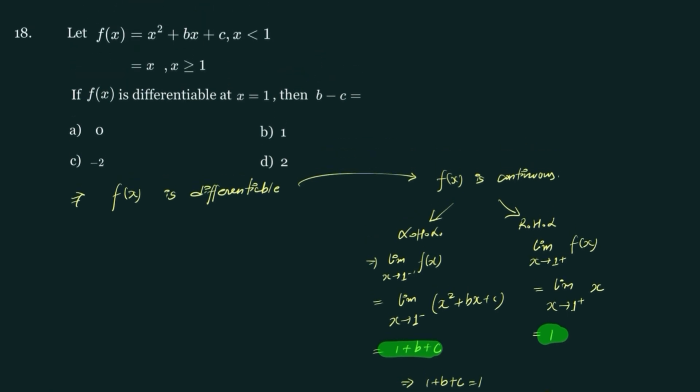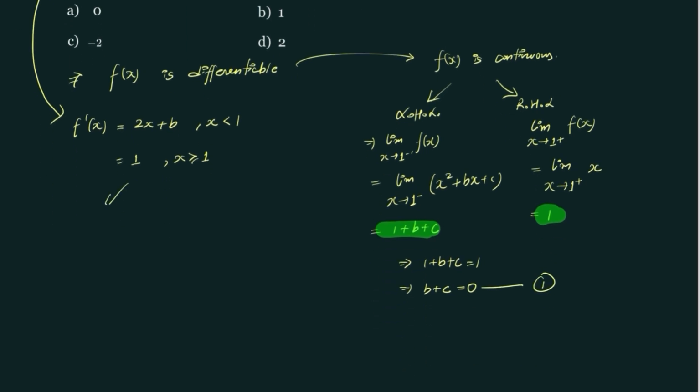Since the function is differentiable, now let me differentiate the function here. Then f dash x equals 2x plus b when x is less than 1, and differentiating x I will get 1 when x is greater than or equal to 1. I am differentiating directly the question. Since f is differentiable, that means the left hand derivative and right hand derivative should be equal.